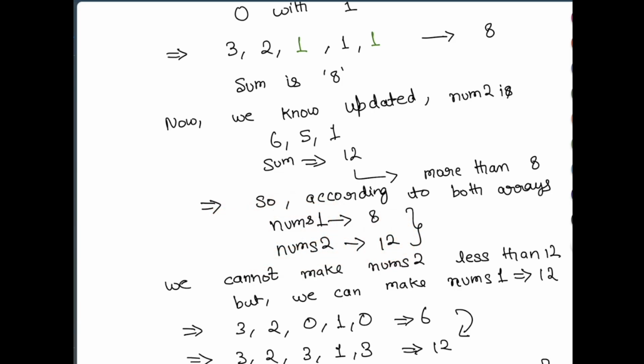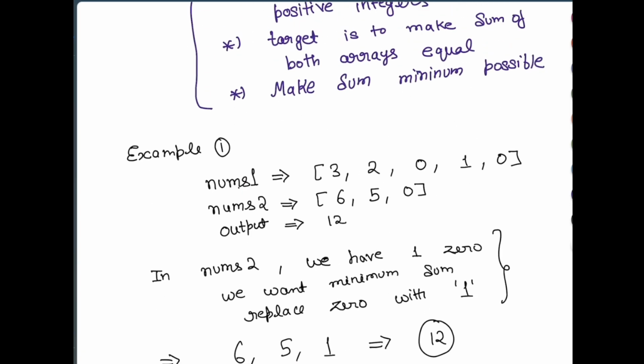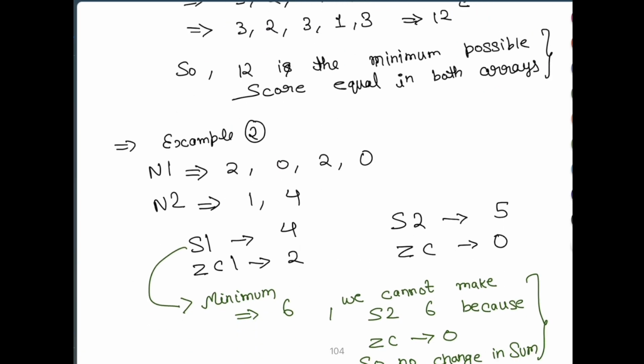Now we can make both the arrays equal to 13, 14, 15 by replacing the zeros with bigger values. But since we need to make sure that the sum is minimum, we are going to make it equal to 12, and that will be the output in this particular scenario. Now let us try to understand this with another example.